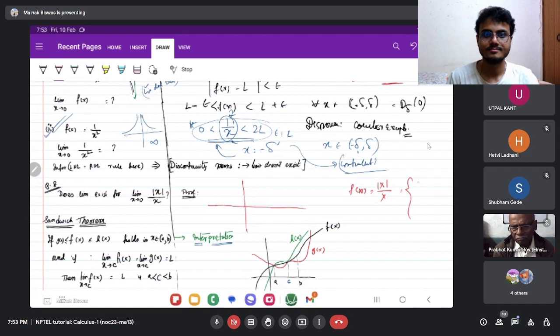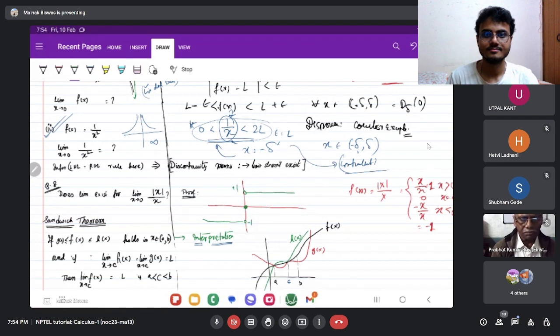It is x by x, equal to 1, for x greater than 0, and not defined at 0. I'll not define it at 0, since 0 by 0 is not defined. And for x less than 0, it is equal to minus 1. Sometimes in books, in computer science, you define it at x equal to 0 as 0, just by definition. Every negative value gives minus 1, and every positive value gives plus 1.